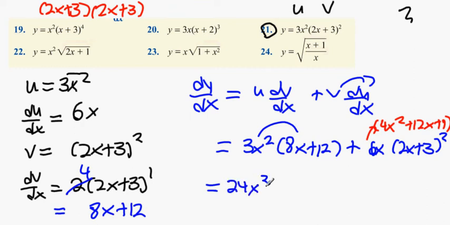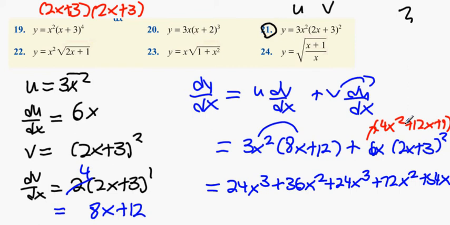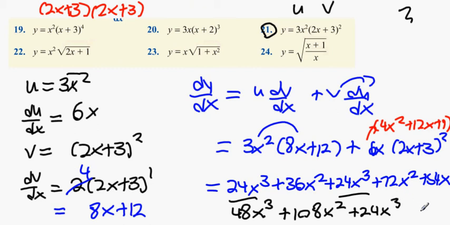We're now getting 24x cubed plus 36x squared. 6x multiplied by 4x squared is another 24x cubed. 6x by 12x, 72x squared. 6x by 9, 54x. Add all your x cubes together, 48x cubed. Add your x squareds together, 108x squared. And then 54x at the end. Sorry, excuse me. Okay, so that's that one done.